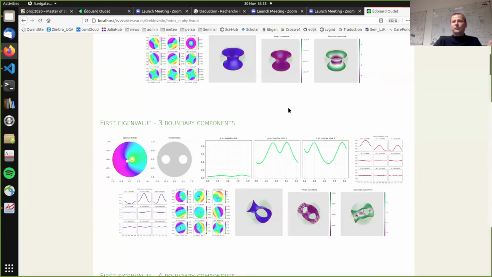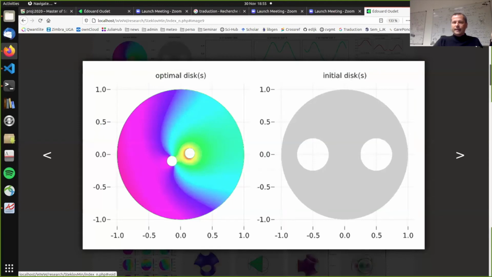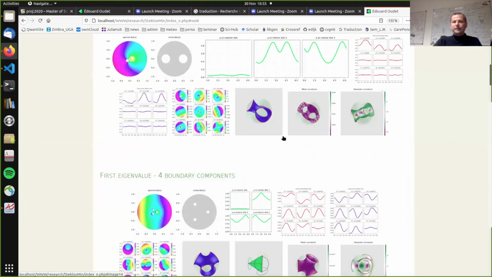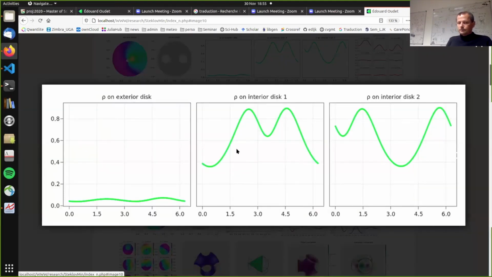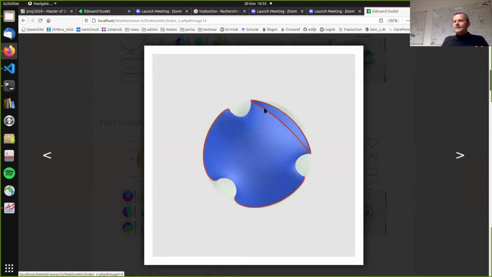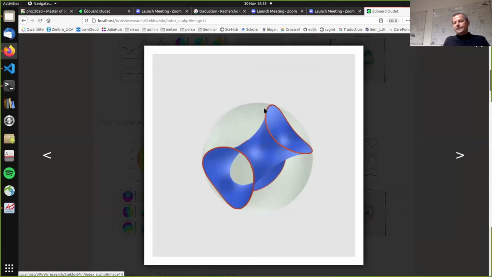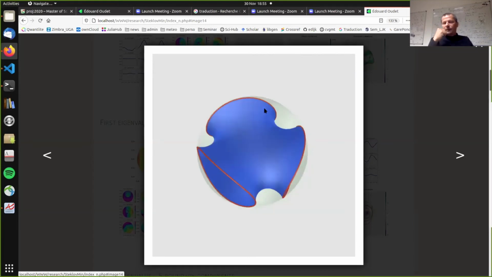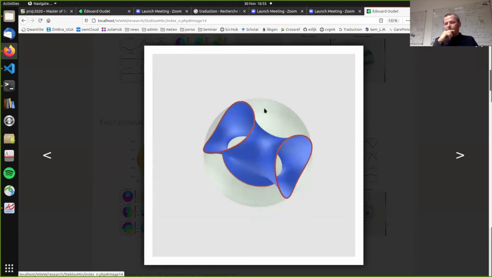So let me switch to a surface which was not described analytically, which is the one related to 3 boundary components. So here, again, the optimized circles. Here you see the optimal densities. You have the density on the exterior circle, and the densities on the interior circles. And here is the object. This is the minimal surface, which is obtained by maximizing the first eigenvalue.